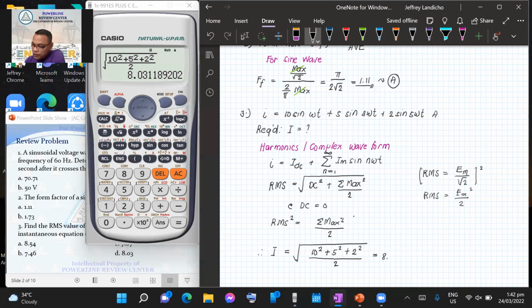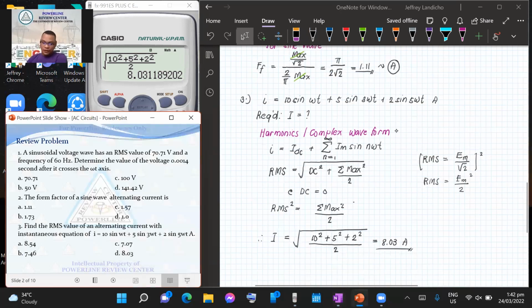So you have 8.03 amperes. So you can now replace this with a waveform with an RMS value of 8.03 A that would have the same effect as this given waveform. Did you get it, kapatid? So that is the RMS value for our complex waveform. Okay, so what letter is that? Ayun, that is a Dog's type.